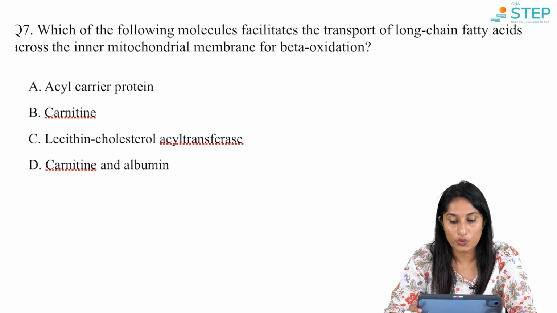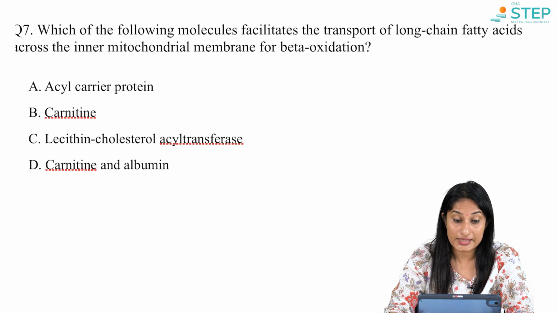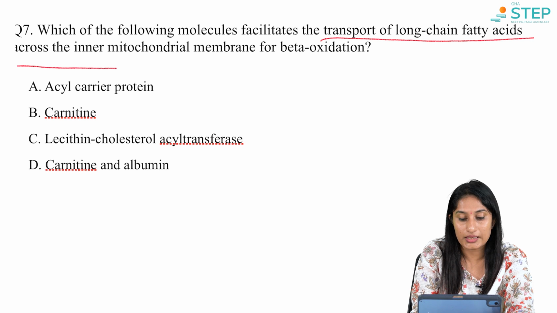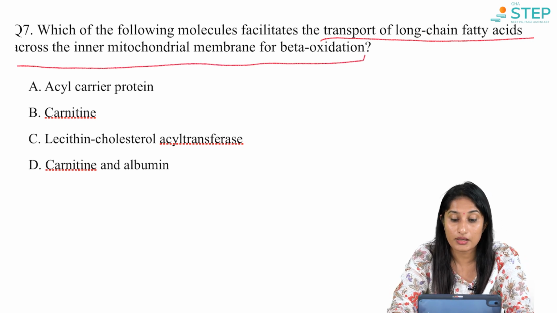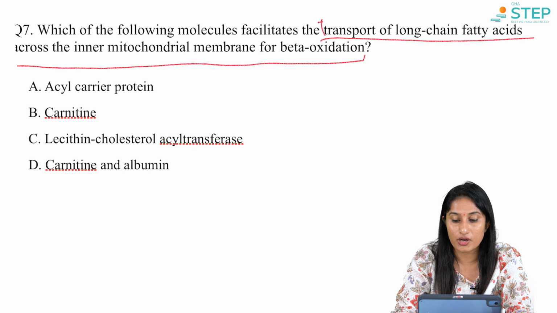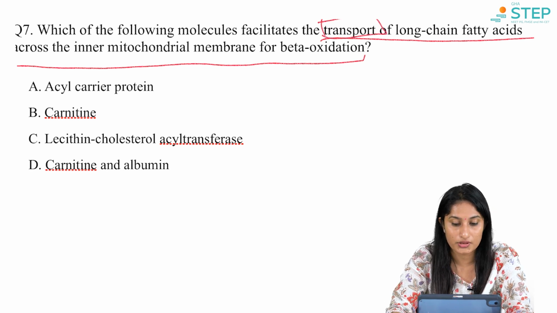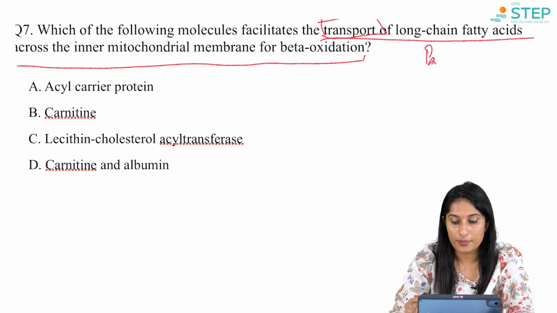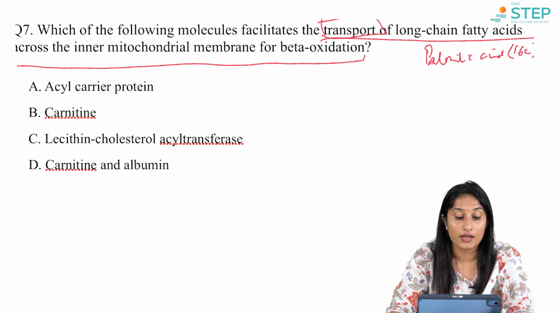All right. So let's move on to the next question. Question number 7. Which of the following molecules facilitates the transport of long chain fatty acids across the inner mitochondrial membrane for beta oxidation? So we need a transporter. The question is a transporter which is carrying the long chain fatty acids. Maybe I'll give you an example. It could be a 16 carbon palmitic acid, a long chain fatty acid, across the inner mitochondrial membrane. So what do we understand here? The fatty acid is in the cytoplasm.